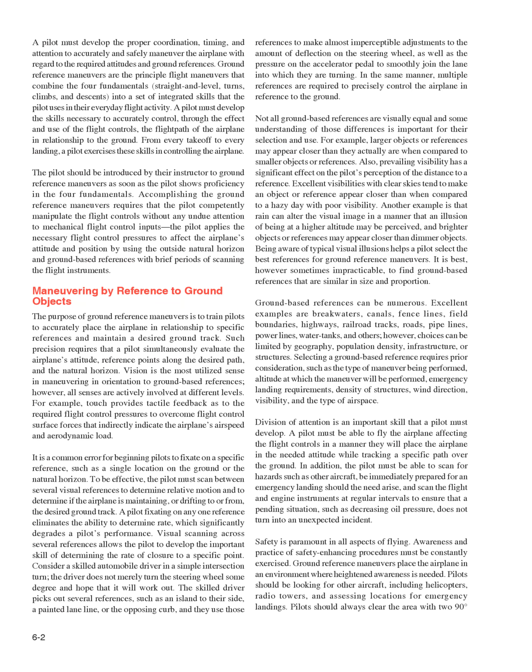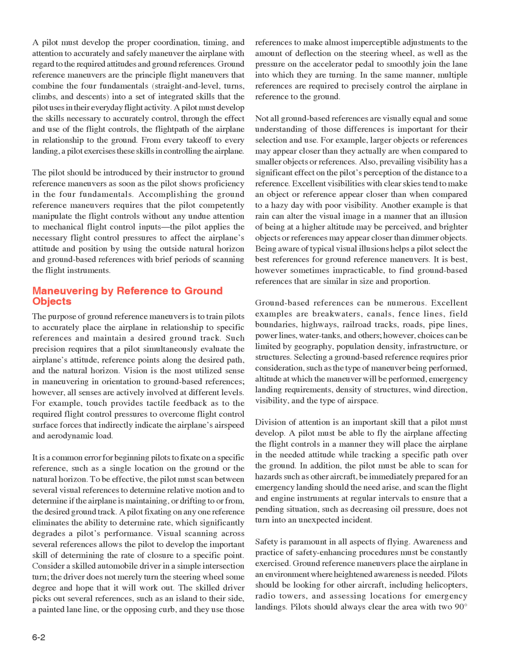Visual scanning across several references allows the pilot to develop the important skill of determining the rate of closure to a specific point. Consider a skilled automobile driver in a simple intersection turn. The driver does not merely turn the steering wheel some degree and hope that it will work out. The skilled driver picks out several references, such as an island to their side, a painted lane line, or the opposing curb, and they use those references to make almost imperceptible adjustments to the amount of deflection on the steering wheel, as well as the pressure on the accelerator pedal, to smoothly join the lane into which they are turning. In the same manner, multiple references are required to precisely control the airplane in reference to the ground.